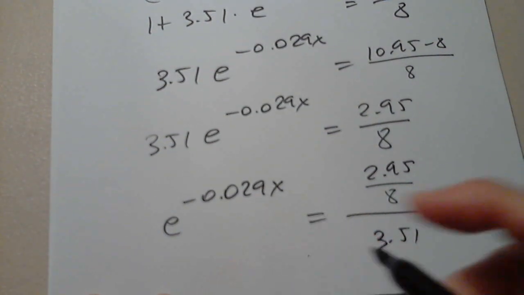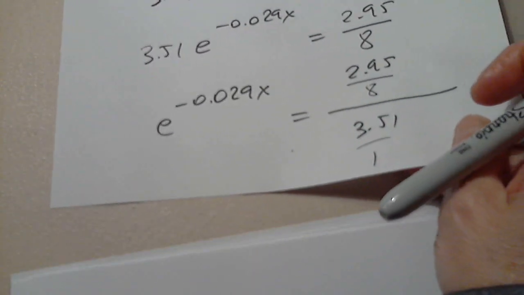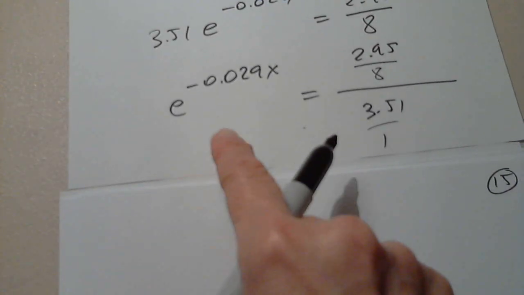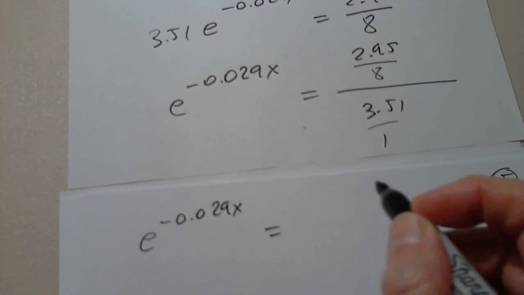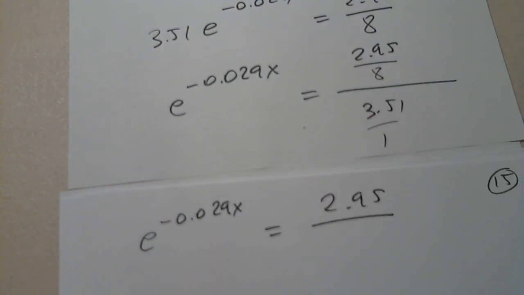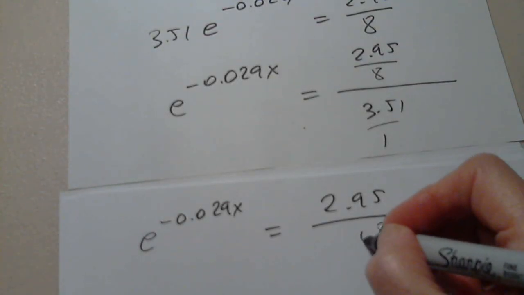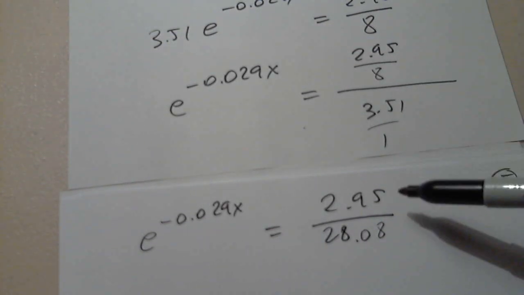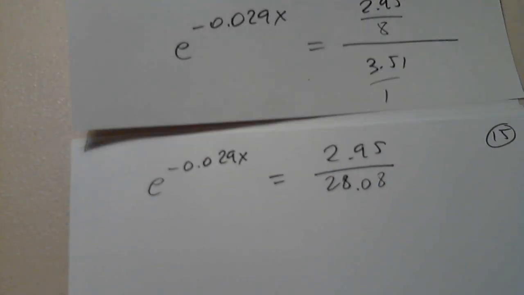Only now we can apply log. But I'm going to flip this first, and then we can apply log. You cannot apply log to a sum. You cannot apply log at any level, at any step, but now. But I'm going to rewrite this first. 2.95 over, I'm going to multiply 8 by 3.51. What do I get? I think I get 28.08. Only now I can apply log.